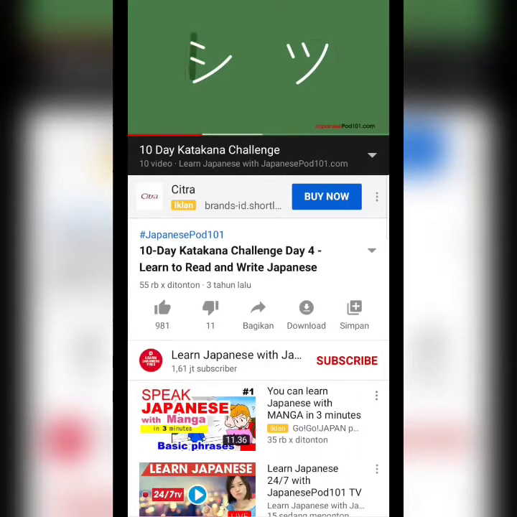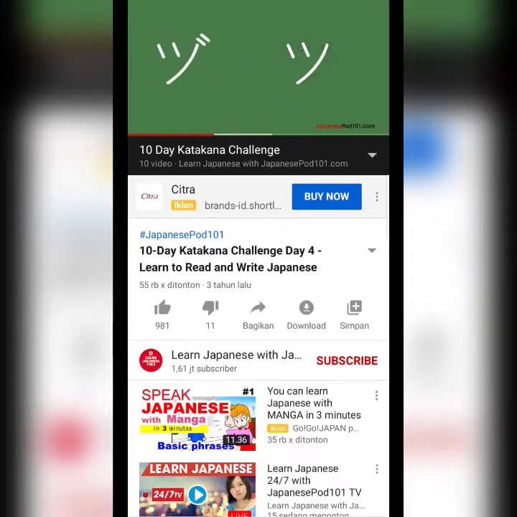Hiragana shi starts from the top and curves up at the end. The two short lines of katakana shi align with this part, and both characters end by going up. Hiragana tsu, on the other hand, starts from the left and curves down at the end. The two short lines of katakana tsu align with this part, and both characters end by going down instead.